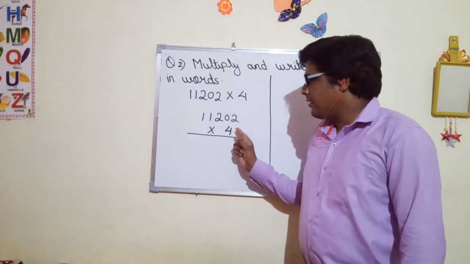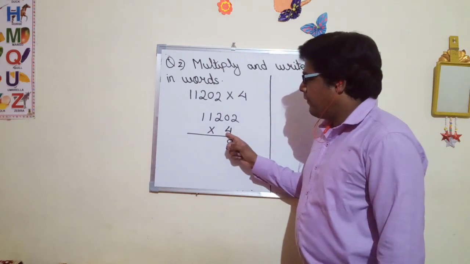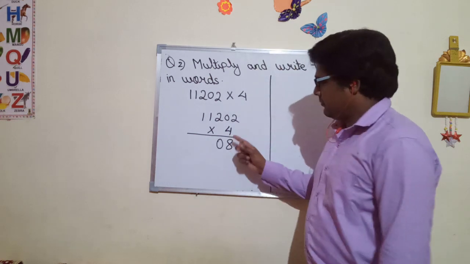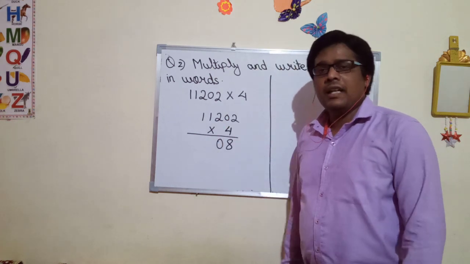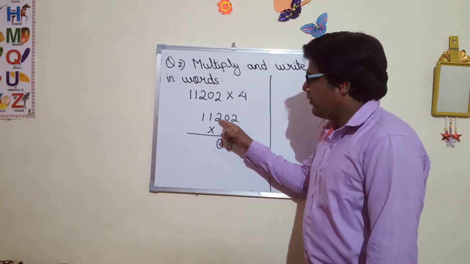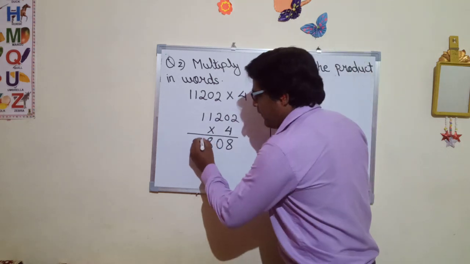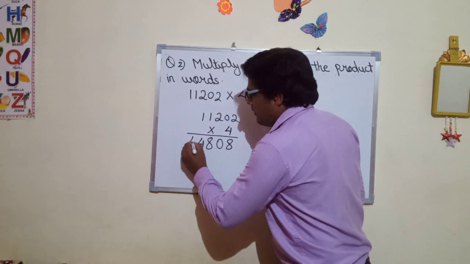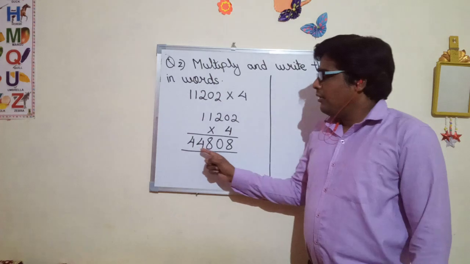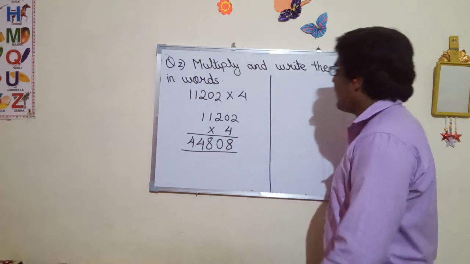Now multiply this. 4 twos are 8, 4 zeros are 0. Any number, if you multiply it by 0, you will get answer 0. 4 ones are 4 and 4 ones are 4. So this is the answer. Now we will see how to write this answer in words.